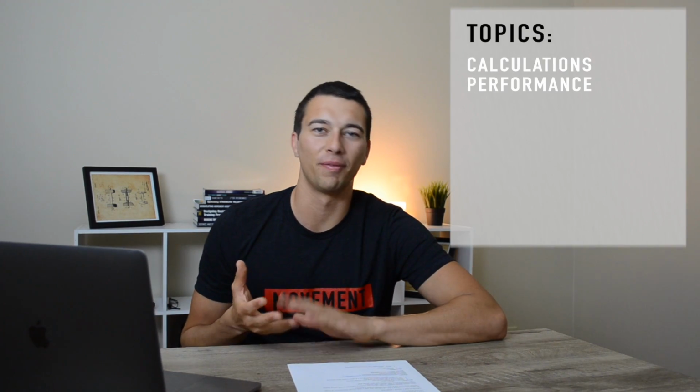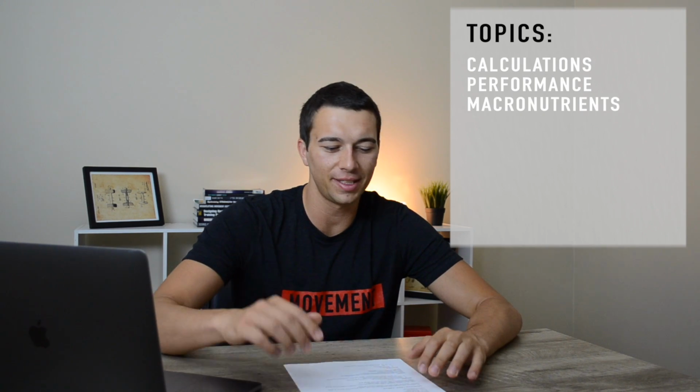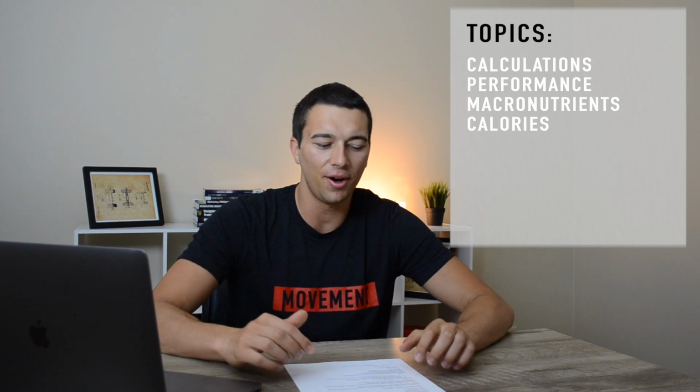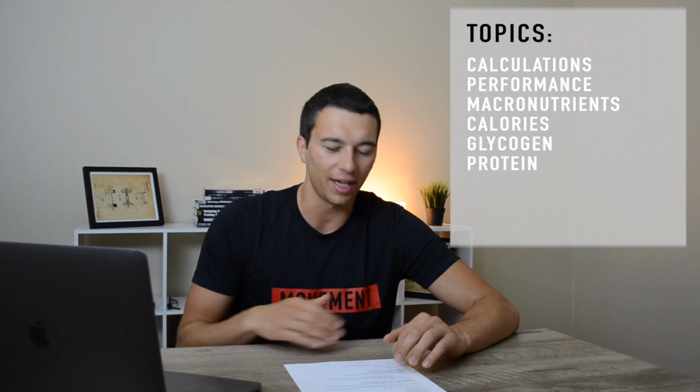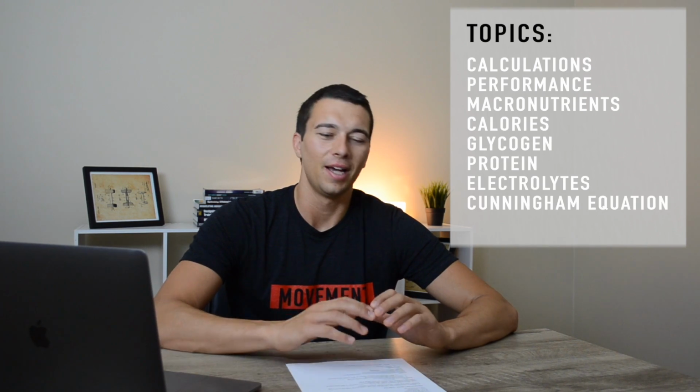Today we're going to be talking about nutrition for the NSCA CSCS Exam. So we're going to go over nutrition calculations, nutrition for performance, different things that are important to know about nutrition. We're going to go over macronutrients, how many calories it takes to lose a pound, glycogen, protein, electrolytes, the Cunningham Equation, and a lot more. Let's go ahead and dive into it.